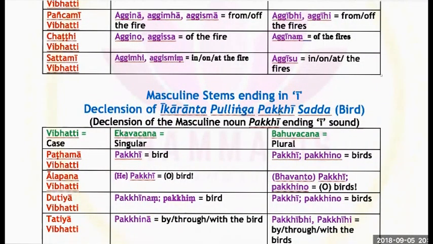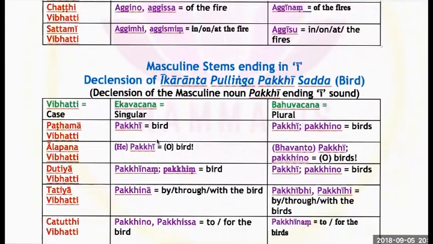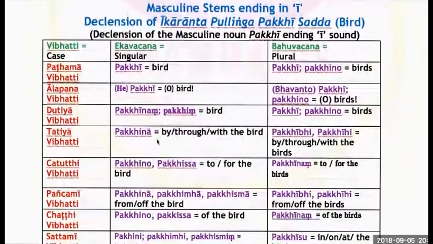Pakkisadda: pakki means bird. So, masculine stems ending in I, declension of ikaranta pullinga, pakkisadda. Ikaranta, because at the end we have I, anta means end. So this is the declension of the masculine noun pakki, ending in the I sound. Okay, let's practice. Pakki, pakki, pakkino.